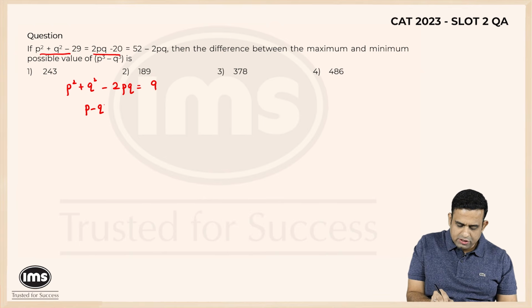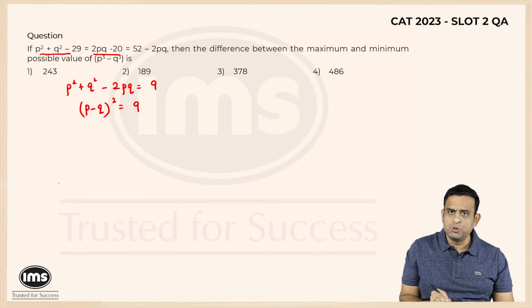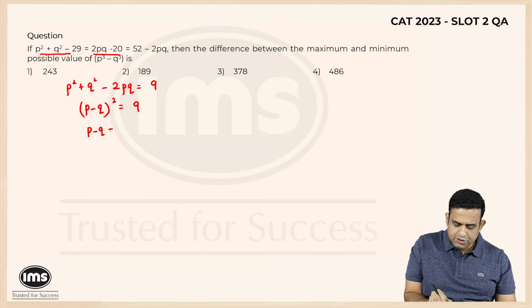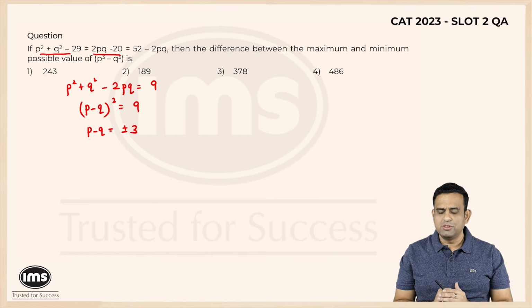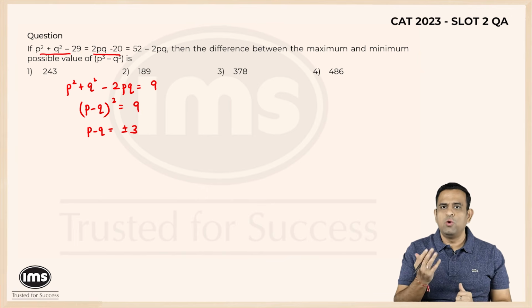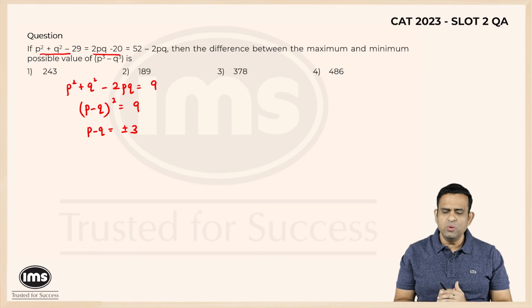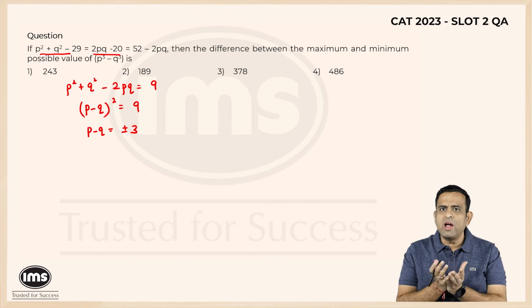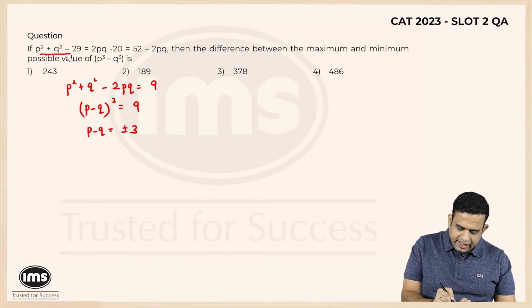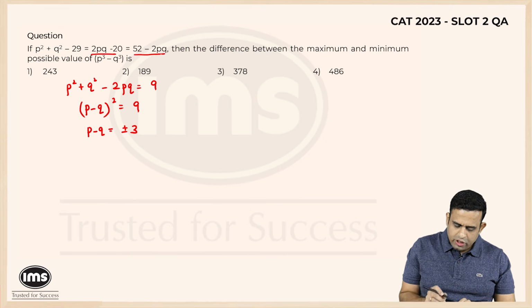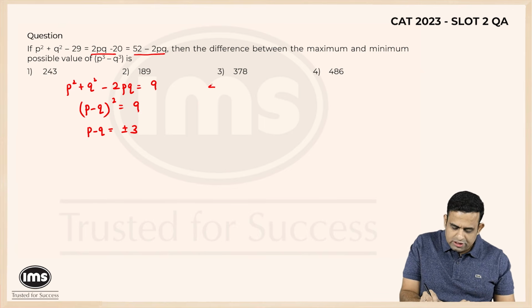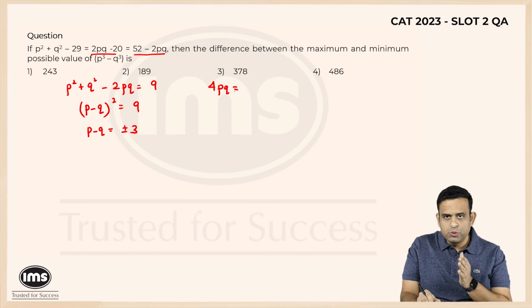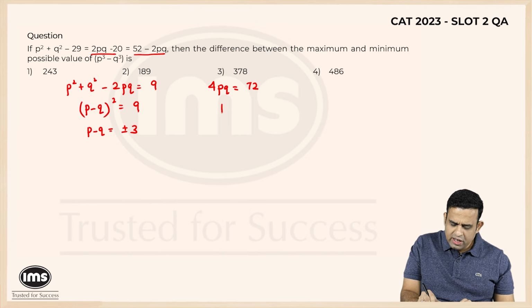And one will get p minus q whole square equal to 9, and that will give you p minus q to be equal to plus or minus 3. Now understand, to find the value of p cube minus q cube, which is going to be equal to p minus q whole cube plus 3pq into p minus q, we are supposed to know the value of p minus q and p into q. If I take the second term and the third term, and equate them and again bring the terms involving p and q on one side, one will get 4pq is equal to 52 plus 20, giving you 72. And hence the value of pq becomes equal to 18.